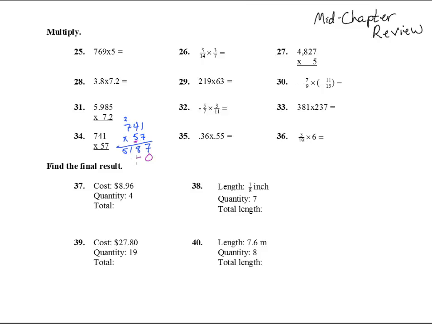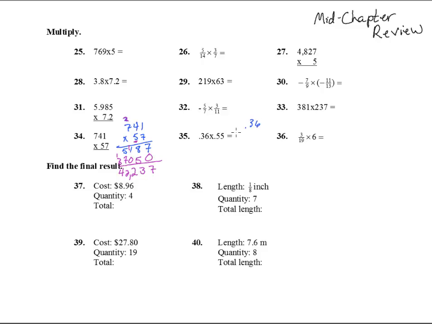5 times 1 is 5. 5 times 4 is 20. 5 times 7 is 35, plus 2 is 37. So when we add that up, we get 7. 8 plus 5 is 13. 1 plus 1 is 2. 5 plus 7 is 12. And 4. 42,237. Good.